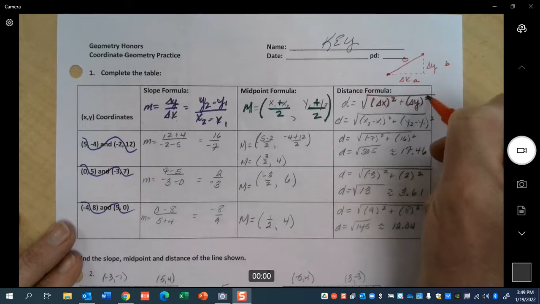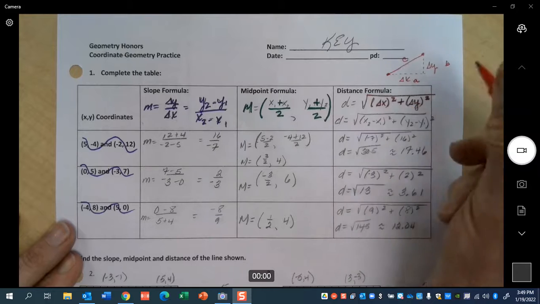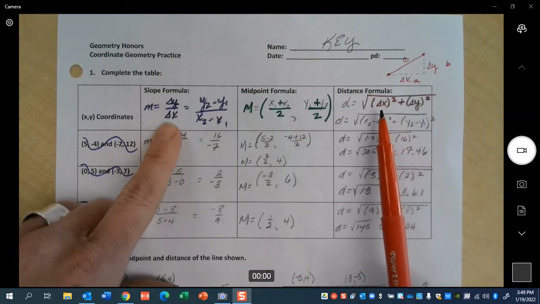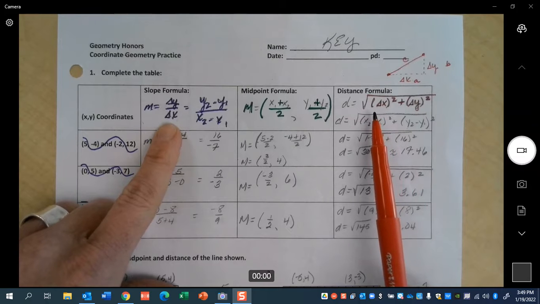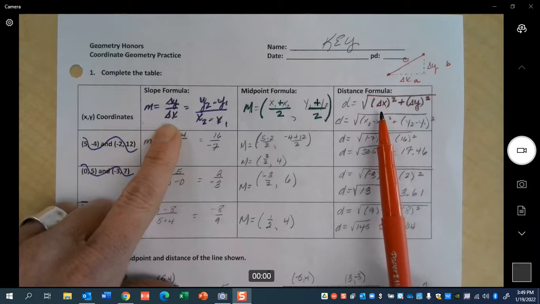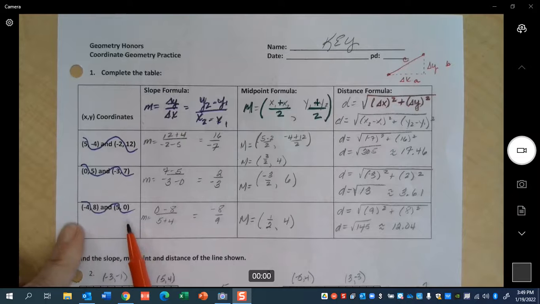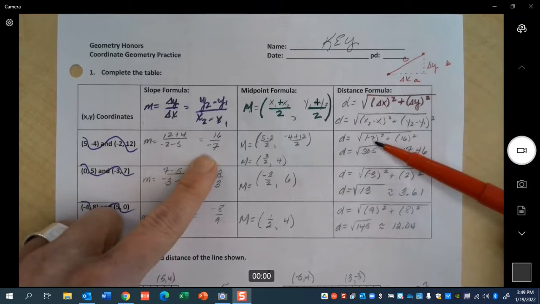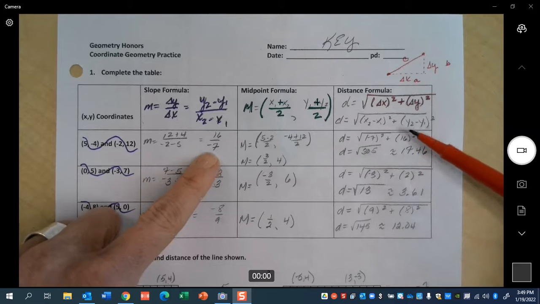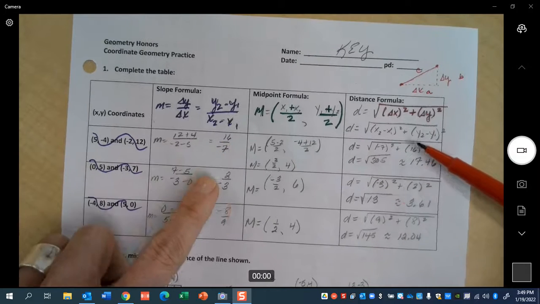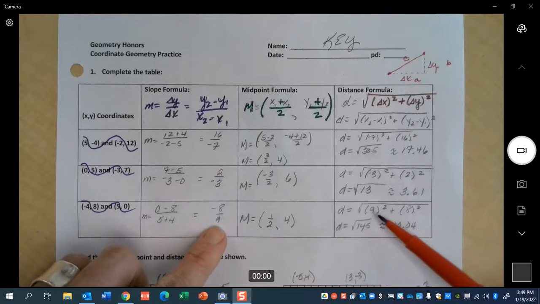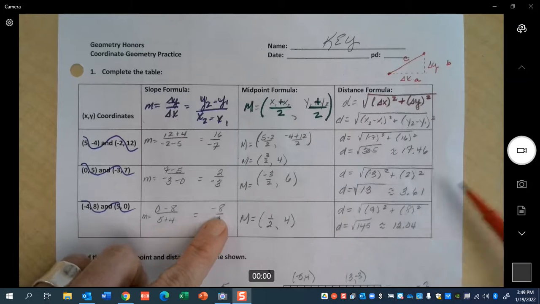Now here's a little secret. If you're listening, here's a shortcut. You are already finding the change in y and the change in x when you find your slope. So if you have a story like this where you have to fill in a chart, if you notice, I already have my change in x's and my change in y's.